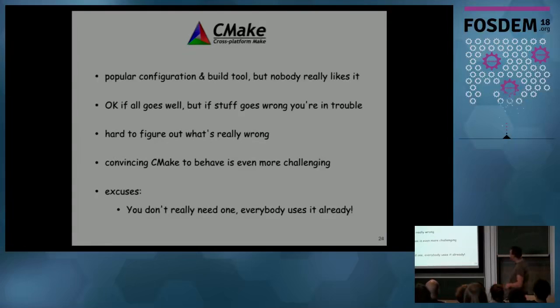CMake, very popular. I want to make the claim that nobody really likes it. I've heard other people, but okay, maybe I'm just wrong. It's pretty okay actually if all goes well. I mean, it does the job, but when it doesn't, then you're in trouble. You need to figure out what is really wrong, like where's the log file of CMake, somewhere deep in the subdirectory, and it has everything that possibly went wrong during the configuration, including stuff that it's actually okay that went wrong, it's just testing things. And then convincing CMake to behave, if you have to patch CMake scripts, I think it's very difficult.